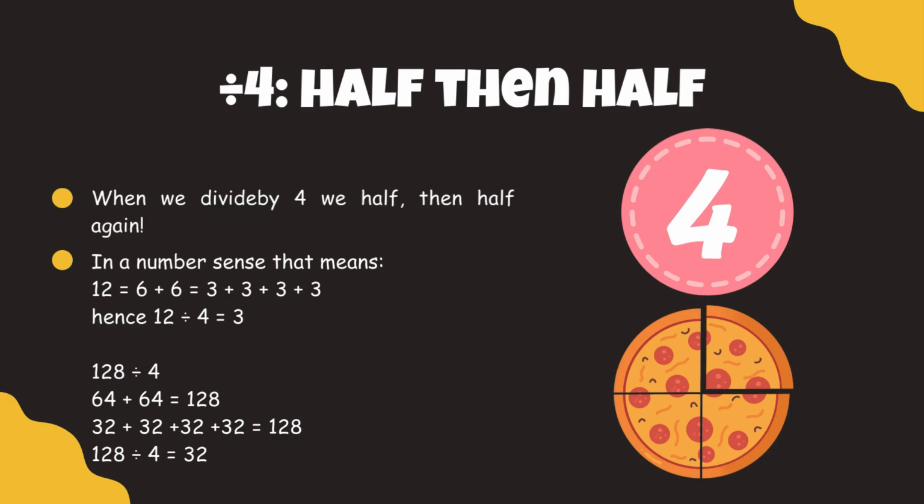So take 128 divided by 4. Half of 128 is 64. Half of 64 is 32. Hence 128 divided by 4 is 32.